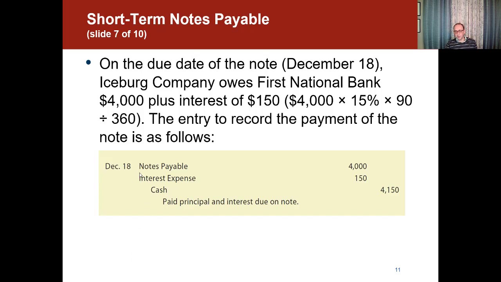So the journal entry would be very similar to what we've seen before. We're going to get rid of the note because we're already going to pay it. So we're going to debit notes payable for 4,000. The interest expense incurred would be $150, which is based on the previous calculation we just mentioned. And then we are going to credit cash for the total of the 4,000 plus the 150, which is 4,150.